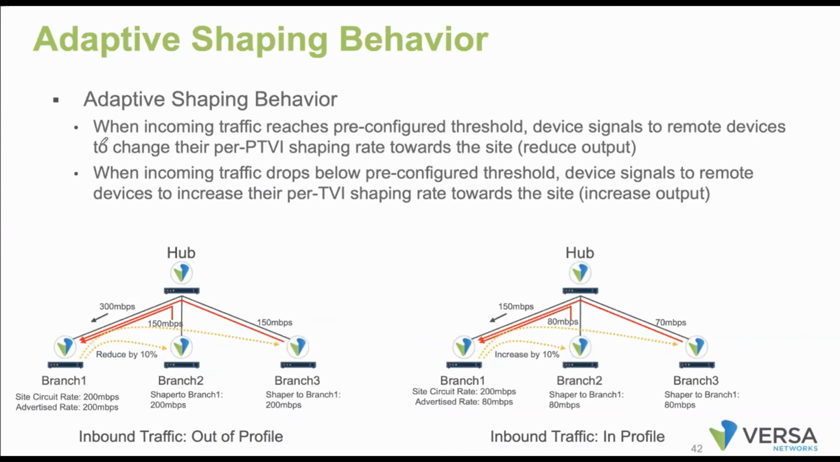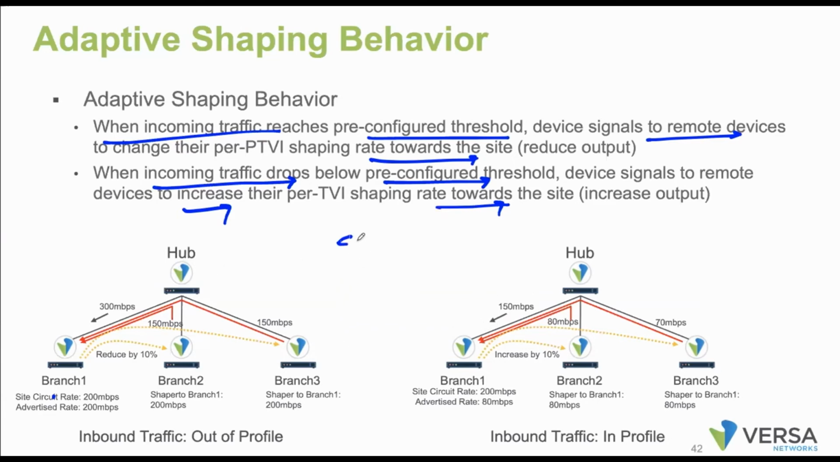When the incoming traffic reaches the pre-configured thresholds, branch 1 can signal to the remote devices to change the rate towards this side. If the traffic drops below the configured threshold, the branch can ask the remote branches to increase the shaping values.